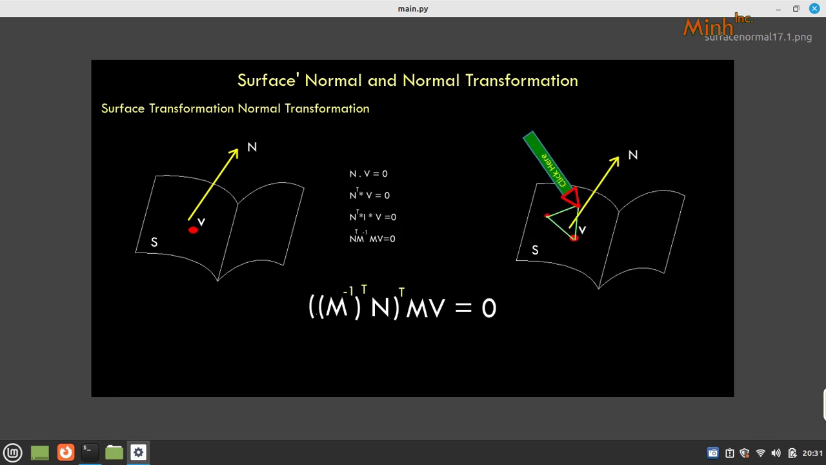Okay, so now we'll move on. If this is the surface, then this is the normal. V is a point on the surface, but a surface has area, and the minimum set of vertices that form an area is a triangle. So this is the surface and this is the normal.